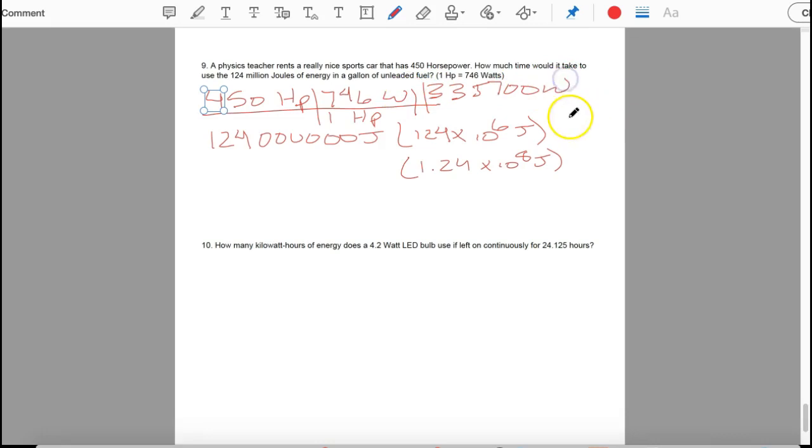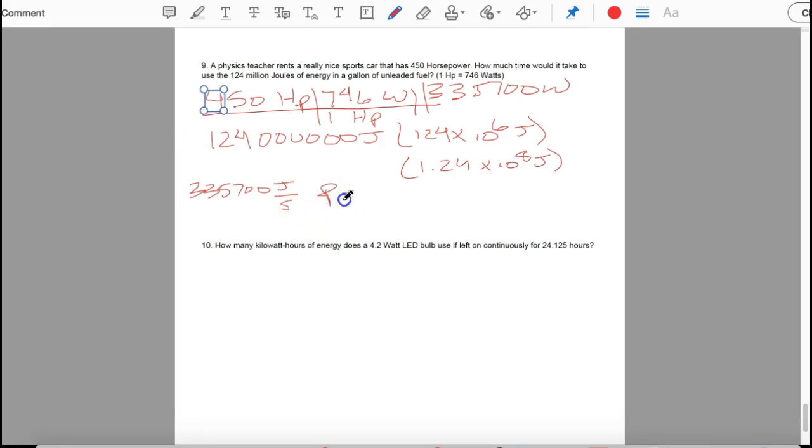watts of power. What is that? Remember, that's also equal to a joule per second. So here we're going to say we have 335,700 joules of energy every second. Okay? So now they want us to figure out how much time it would take to use that 124 million joules using this car. So let's go ahead and try to find that time.